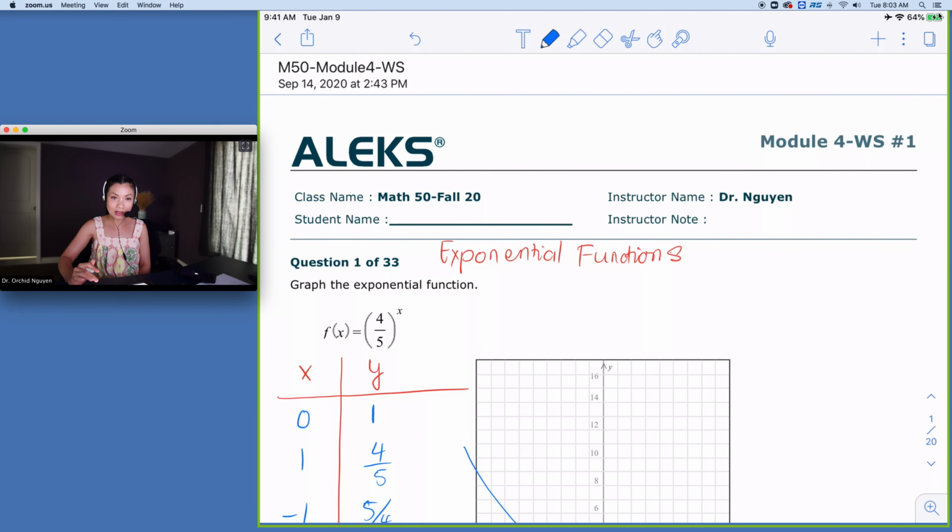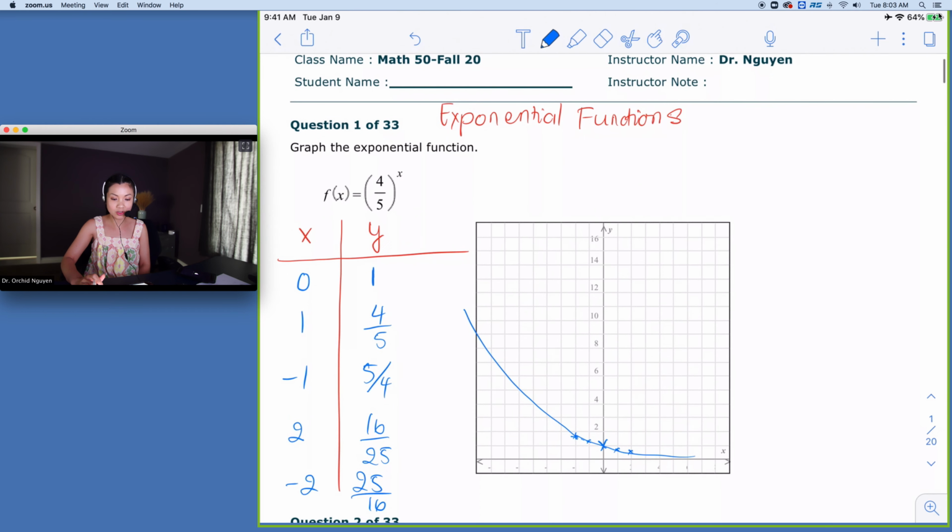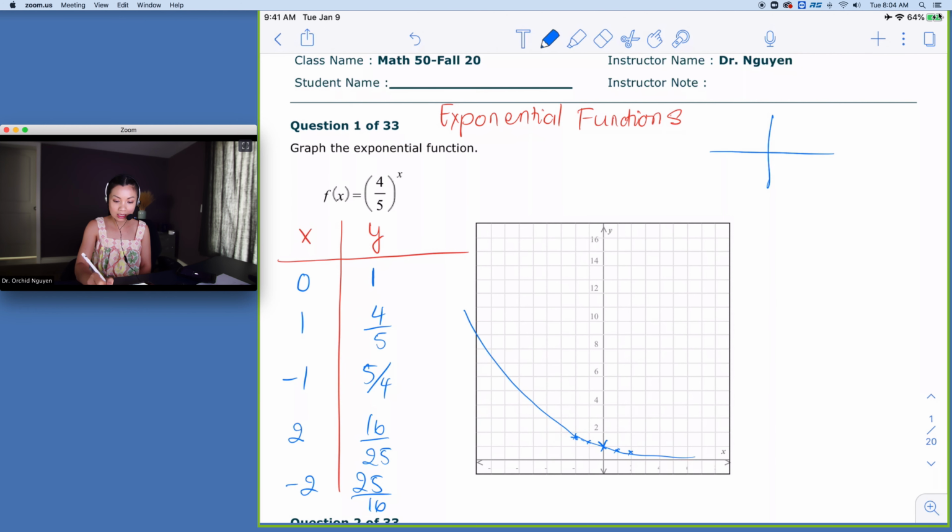So you can see that right here for graphing exponential function, there's no trick to it. You're just gonna get a graph like this or this one.